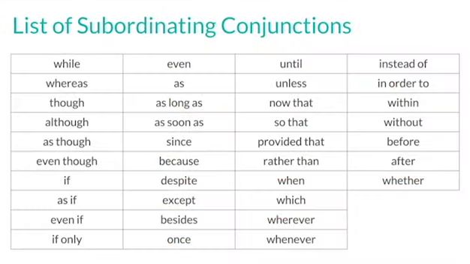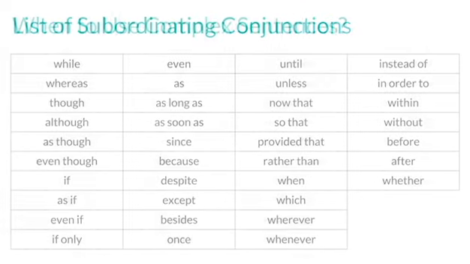Now let's take a look at a list of subordinating conjunctions. Here we have our list, and I want you to note that this is not a complete list. However, these are some of the most common subordinating conjunctions that are used in the English language. Words like though, although, as though, since, because, despite are very common, and you're probably going to use them in your IELTS writing and speaking.